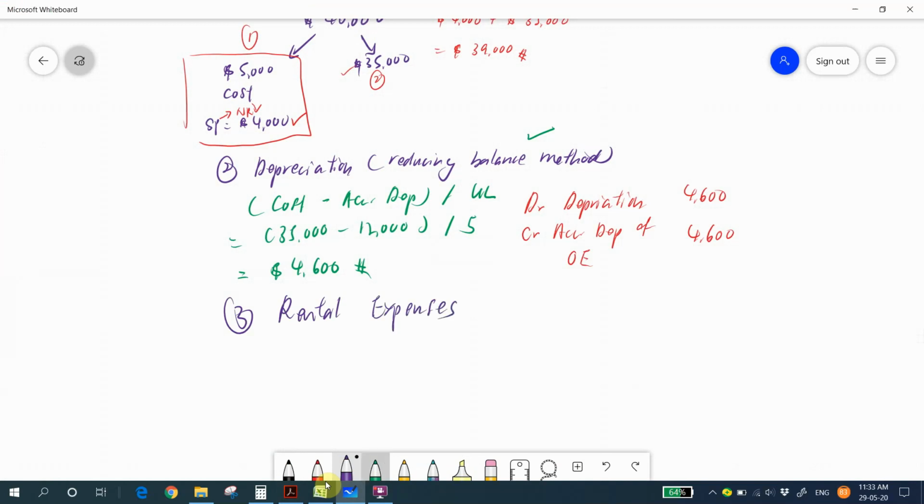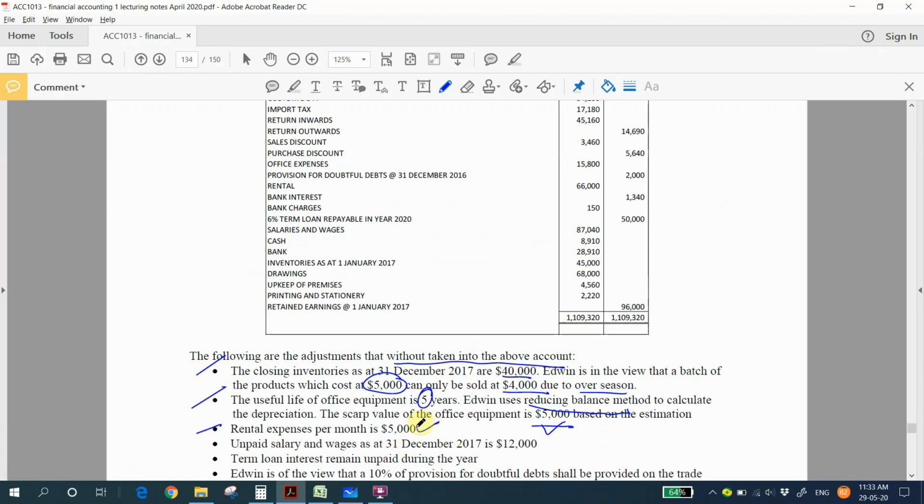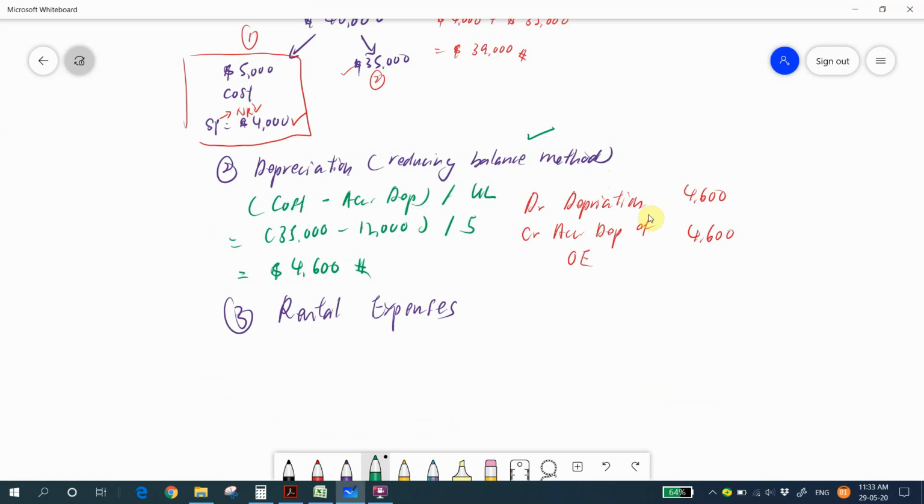So let's look at what is the payment that we make. Rental expenses are 5,000 per month, and we have paid 66,000. The amount that shows in your trial balance will be the paid amount. So let's have a comparison.